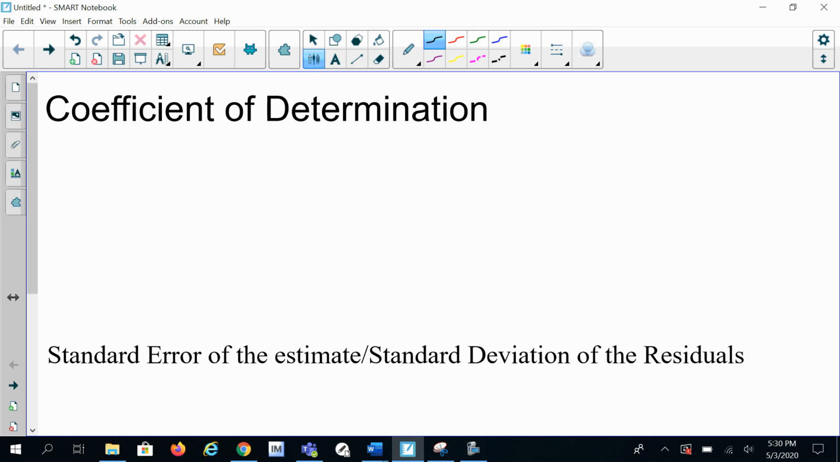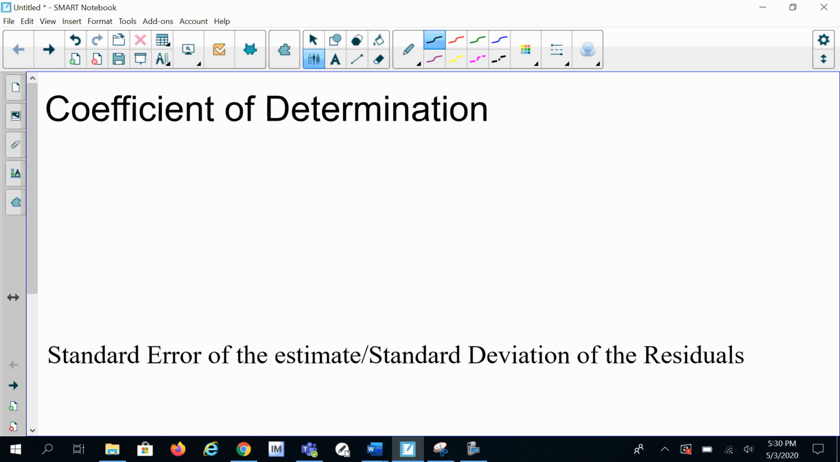For this first video, we're just looking at two new statistics that we can use to look at quantitative bivariate data, which is what you've been doing, the scatter plots, XY stuff. And we have the coefficient of determination and the standard error of the estimate, or the standard deviation of residuals. So we're going to start with the coefficient of determination.